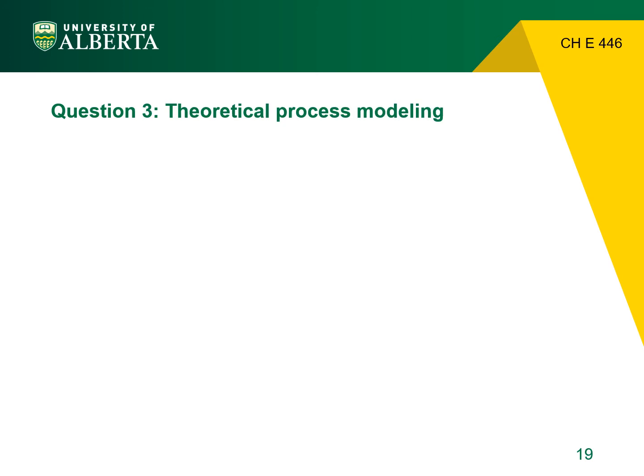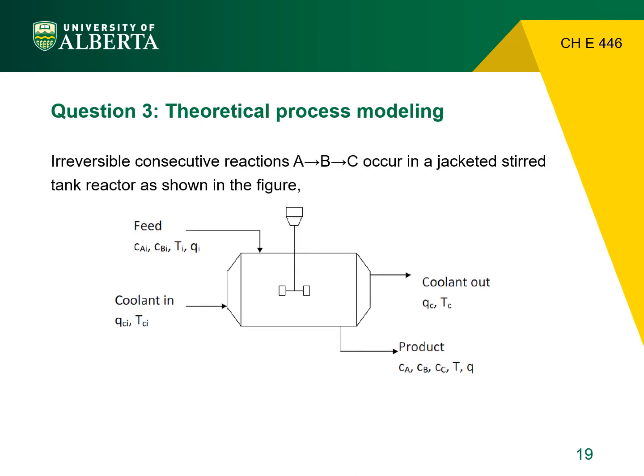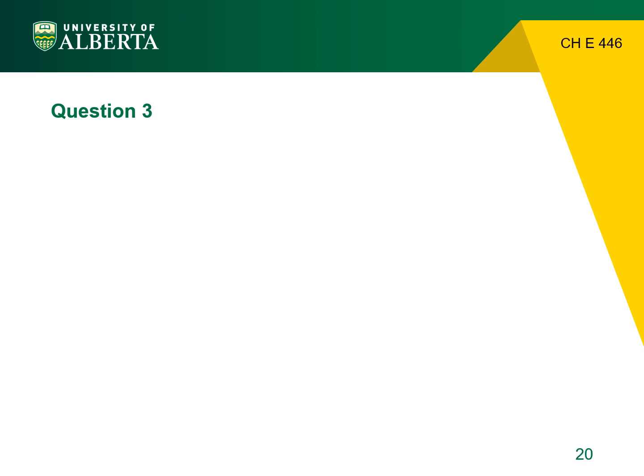Let us now move on to question 3, which is also a process modeling exercise. In this question, we have a jacketed stirred tank reactor as shown in the figure, and we are asked to derive a dynamic model for the system. There are a number of assumptions that the problem statement asks us to make for the purpose of process modeling.